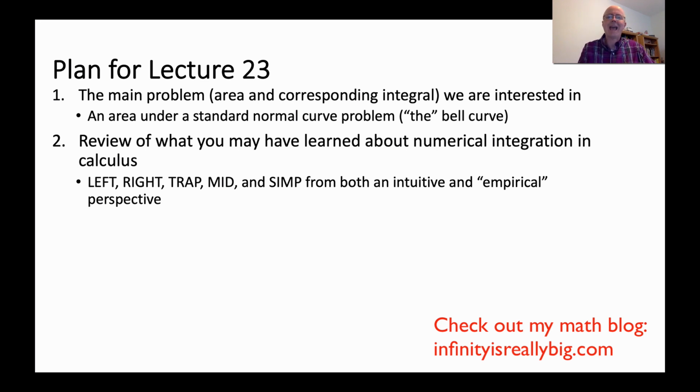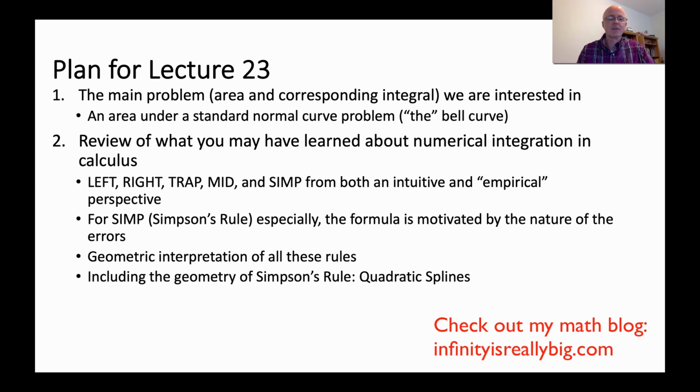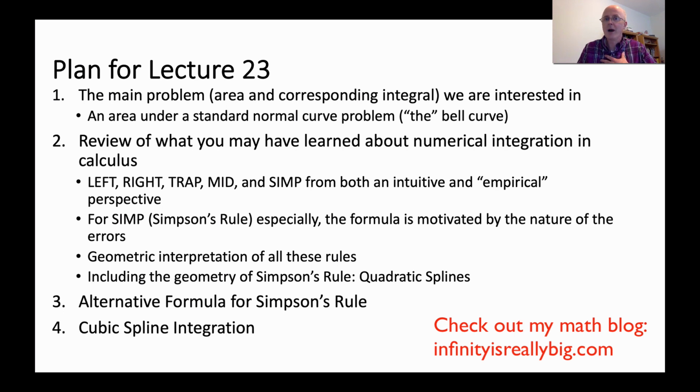And we'll be approaching these things as Hughes Hallett does from an intuitive, you might say empirical perspective based on some data. For Simpson's rule, especially, the formula that we use at first is motivated by the nature of the errors in the different methods. We'll give geometric interpretations of all these rules, including Simpson's rule, using something called quadratic splines. Now, in lecture 22, I talked about cubic splines. Here in lecture 23, I'm going to talk about quadratic splines. We'll see an alternative formula for Simpson's rule, which is actually the way that I first learned it way back when. I will remind my students about cubic splines and how they can be used to integrate as well.